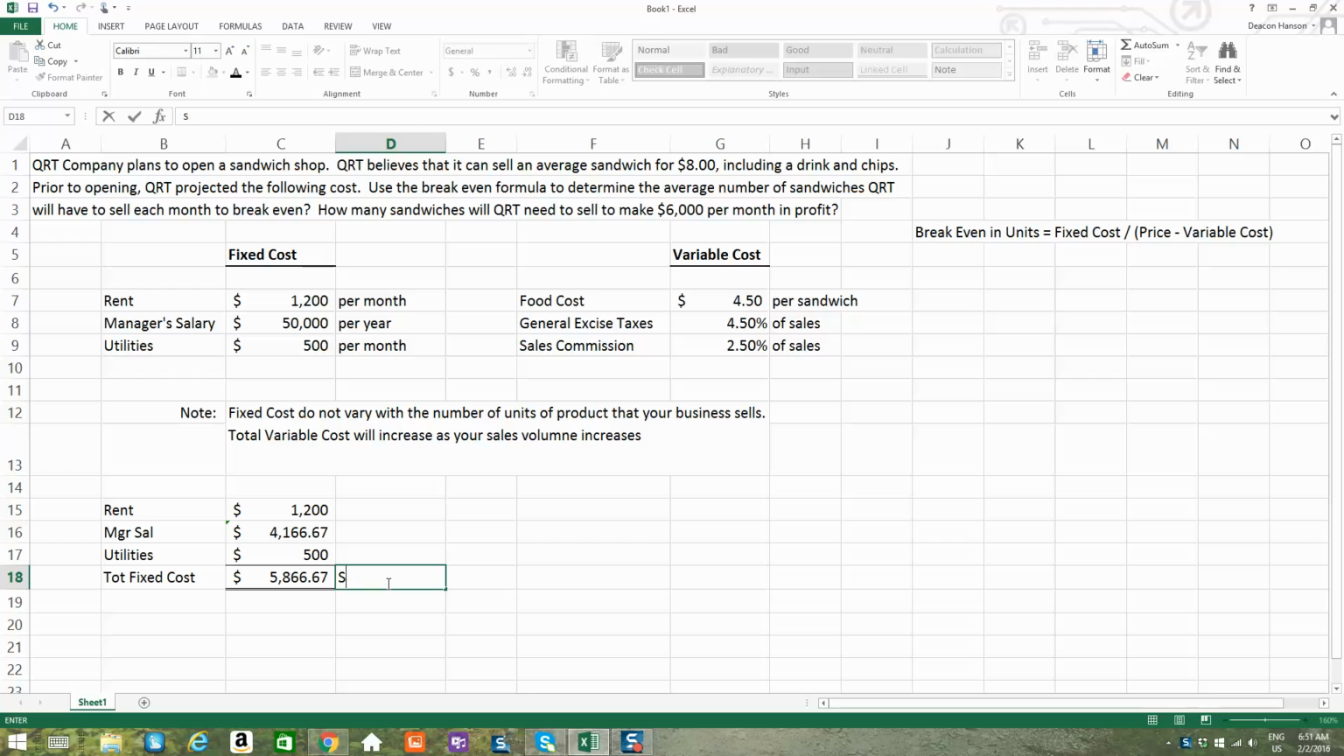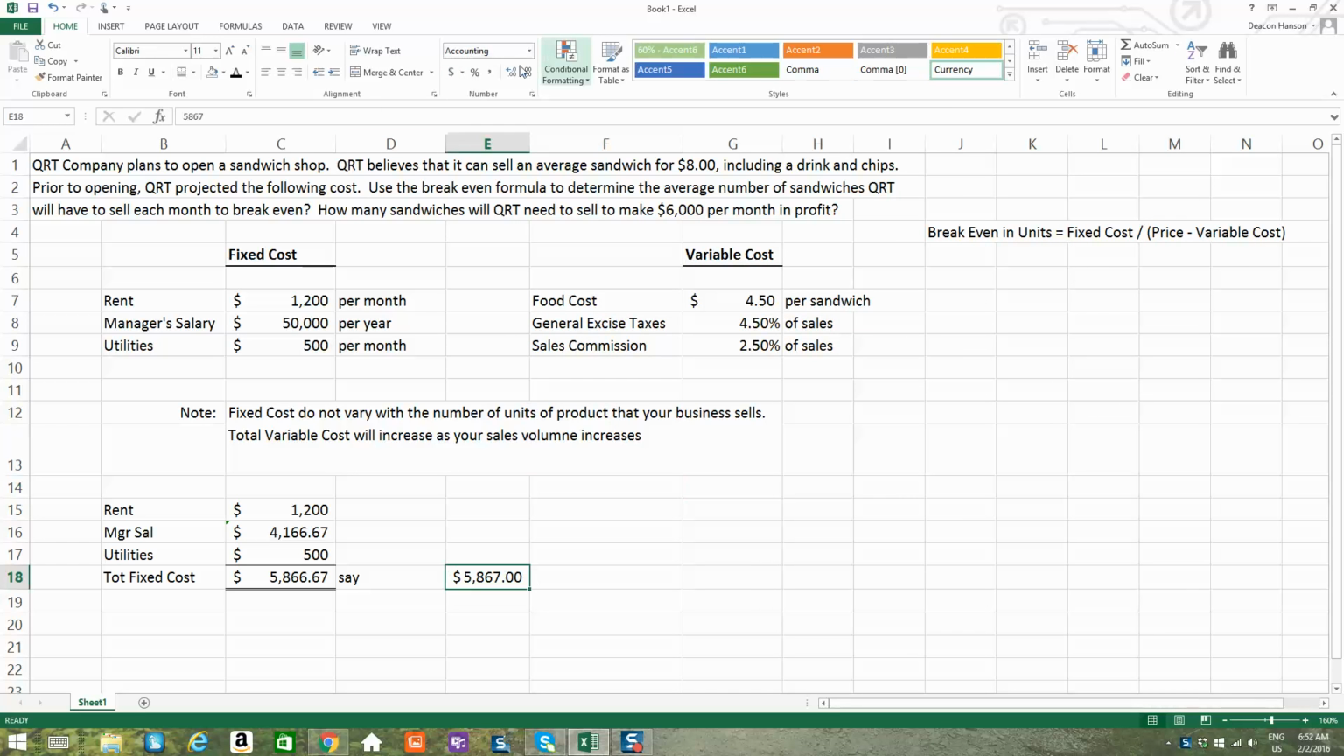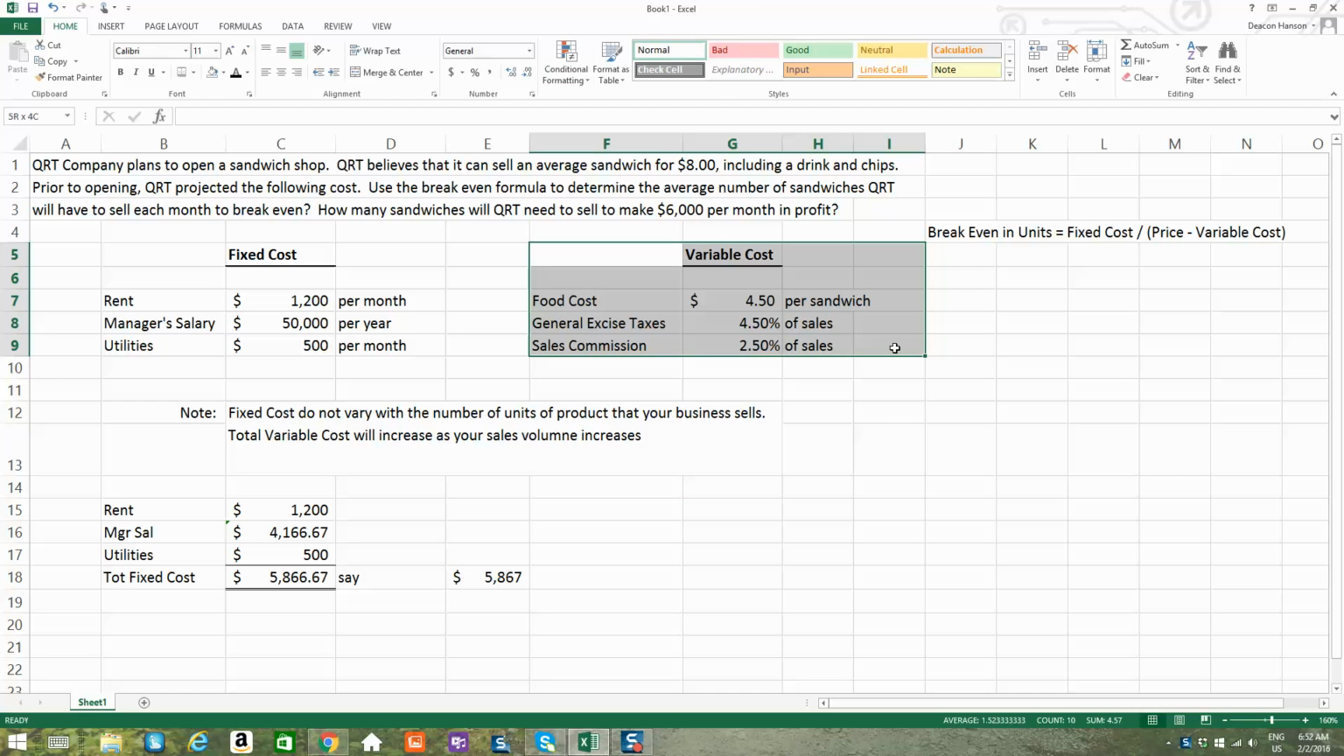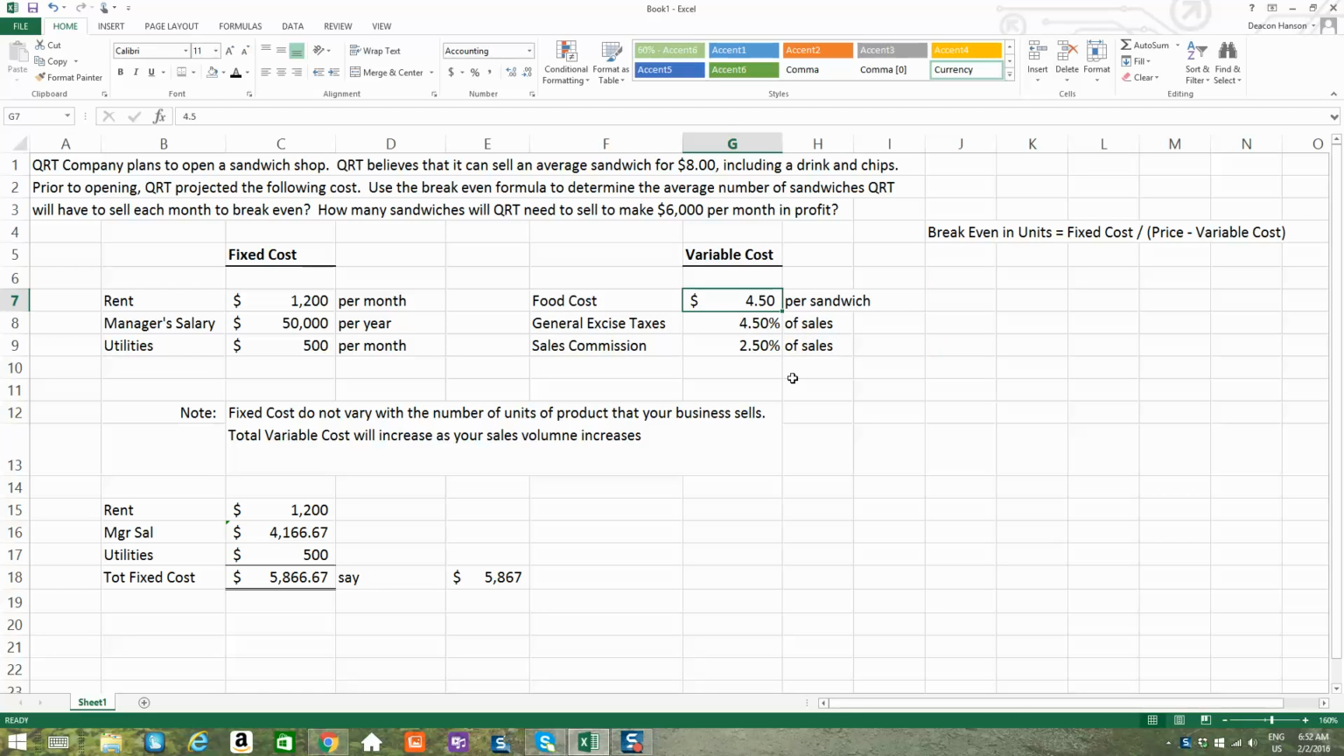Okay, now over here on variable costs, what we're wanting to do is get the variable costs per sandwich. Okay, so if we know there's $4.50 per sandwich, right? But remember, there's excise tax. So for every sandwich you sell, which we're saying is going to sell for about $8, you're going to pay 4.5% in general excise tax, and then you're going to pay another 2.5% in sales commission. Okay, so you're looking at 7 additional percentage points for every sandwich you sell.